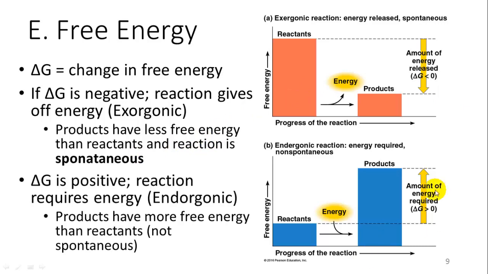On the other end, if you have the products gaining energy, or a reaction requires energy to complete, this is called an endergonic reaction, and that is when your change in free energy is positive. This is not spontaneous. It requires, again, an input of energy in order to do that.